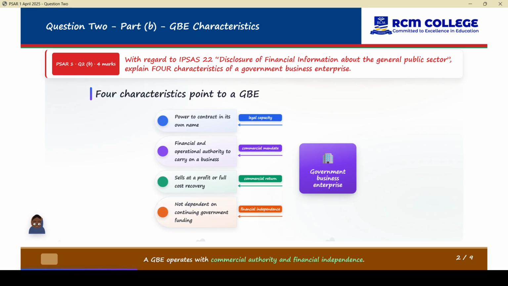And then finally, we have financial independence. It is not dependent on continuing government funding to remain a going concern. So they can fund themselves. A profitable port or utility funds itself from its own revenue and borrowings, not annual exchequer grants.